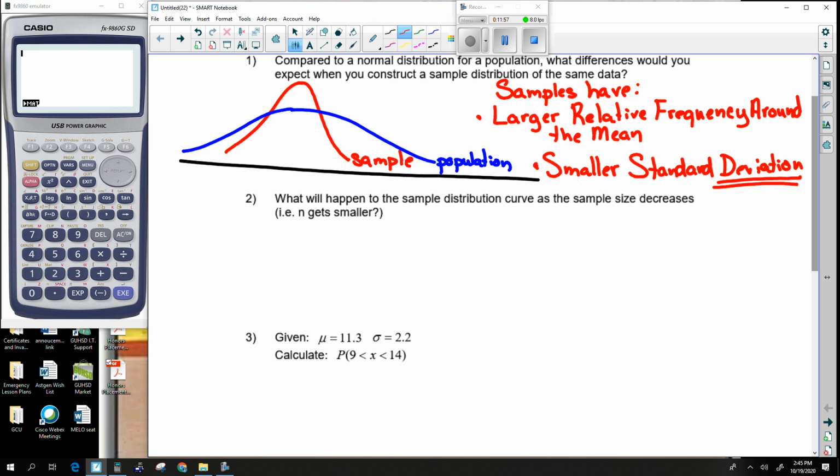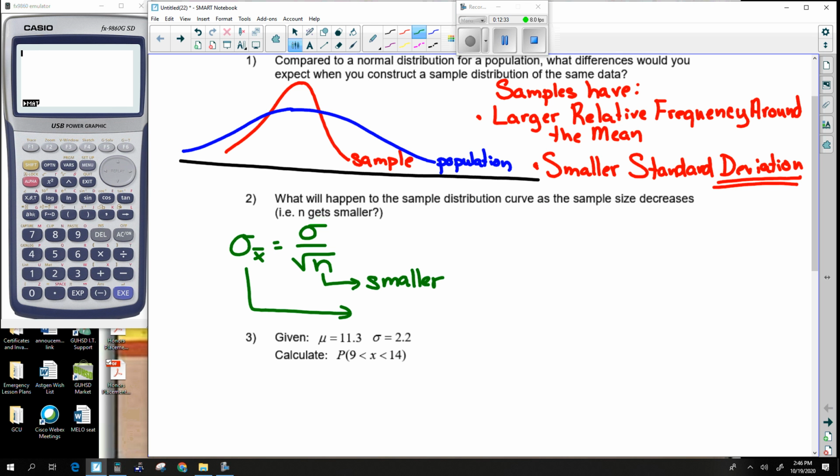Number 2, what will happen to a sample distribution curve as the sample size decreases? All right, so here is the key to success. The sample size is AKA the n. So what happens to this n? N in this case is getting smaller. If the sample size decreases, i.e. n gets smaller, what will happen to this curve? My question is, what happens to this answer?